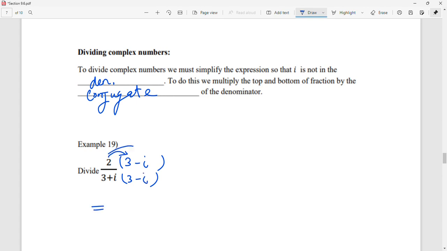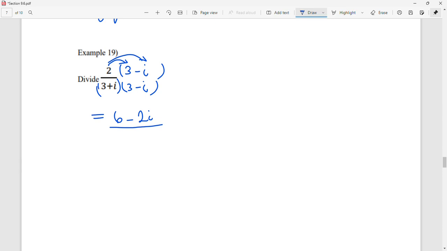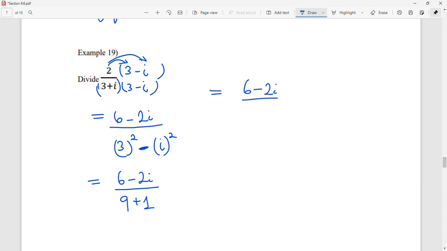Let's distribute. And so 2 times 3 is 6. 2 times negative i, that's negative 2i. Now for the denominator, you don't have to waste your time. You could use the shortcut since these are conjugates. We'll take and multiply 3 times 3, or 3 squared. And we'll also do i times i, or i squared. So this simplifies to 6 minus 2i on top. In the denominator we have a 9, because 3 squared is 9. And i squared is negative 1, but we have a negative here, so it actually becomes a plus 1. So this is 6 minus 2i over 10.